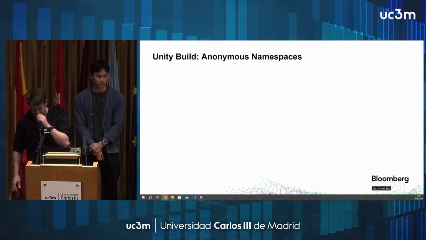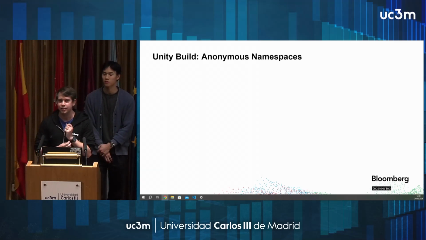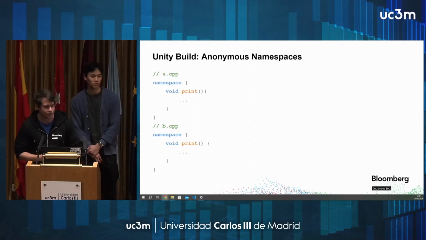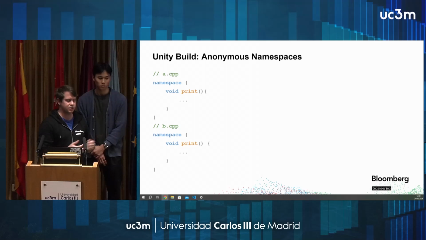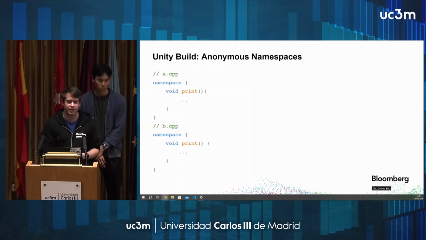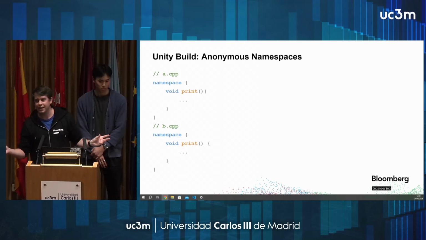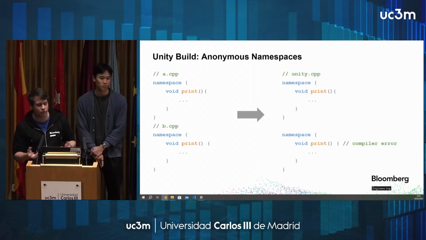Now the first issue when you try to enable Unity build is you will almost certainly get a compilation error. The first one that we ran into was just anonymous namespaces. If you have an anonymous namespace, you get static linkage in your translation unit. It's great. I don't want to show the rest of my files that I have this function. So if I have a print function in a.cpp and a print function in b.cpp, they can live perfectly happily in isolation. But as soon as you hash include them, you get a compiler error. And so what's the solution here?